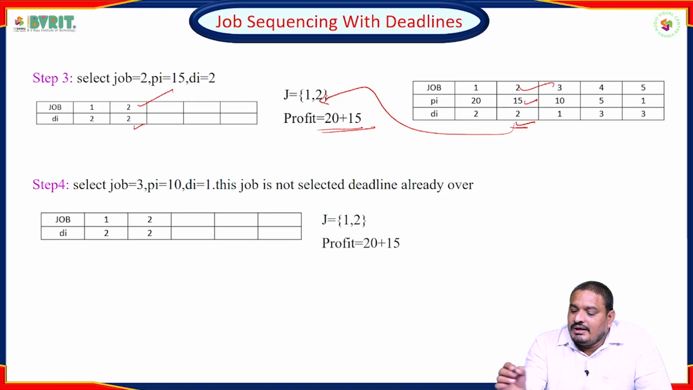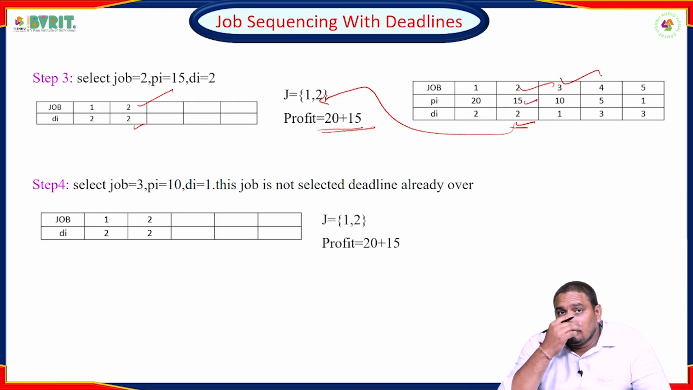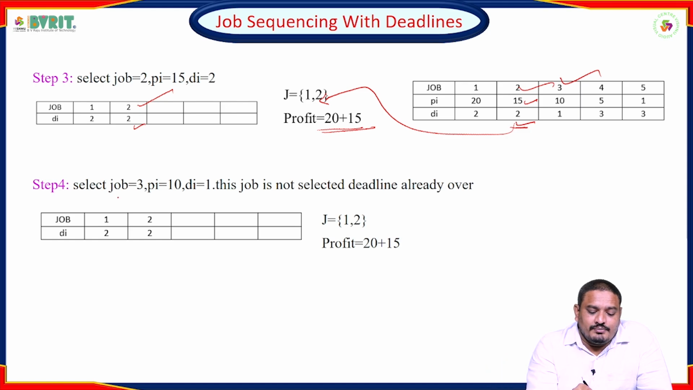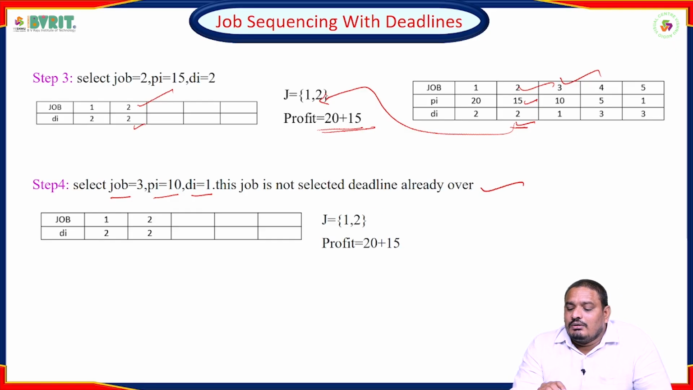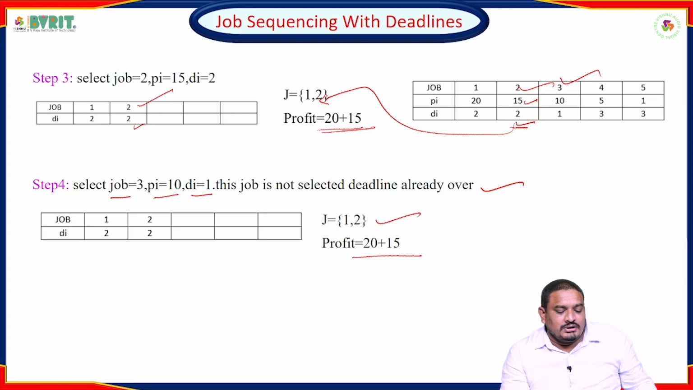The next one is the third job. The third job has profit 10 and deadline 1. This job is not selected, because the deadline is already over. So the subset remains 1, 2, with profit 20 plus 15. That is the table, 1, 2.